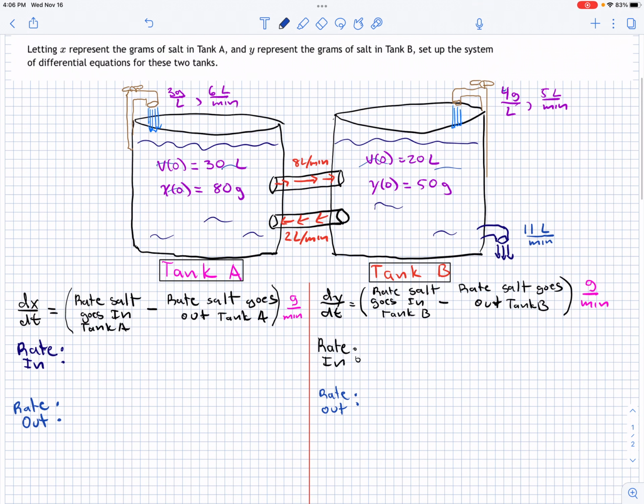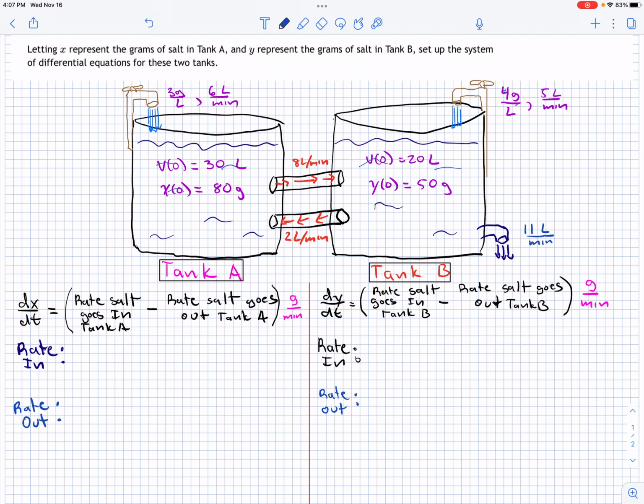We are asked to find or set up two differential equations, which clearly we have because we have two tanks, and we're looking at the amount of salt in each tank, and we can look at the rate of the salt going in or out of both tanks, and that's what we're looking for. So the rate that the salt is going in or out of tank A is going to be represented by this differential equation. Rate salt going in or out of tank B is going to be represented by this differential equation. And now we look for the rate of salt going in tank A.